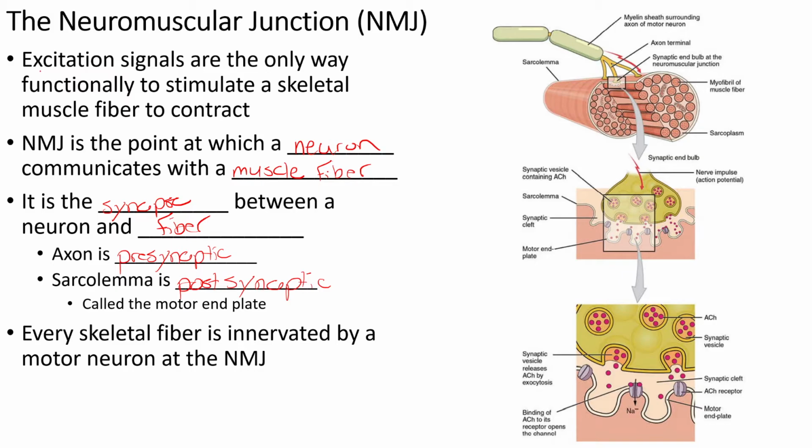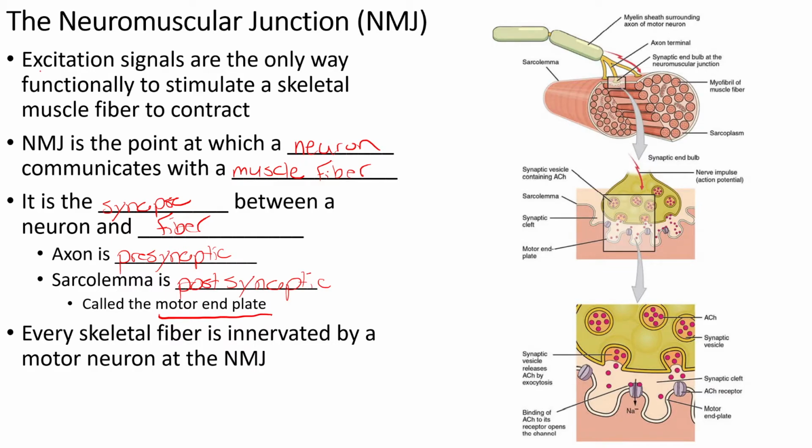Now, the sarcolemma of the muscle fiber is sometimes called the motor end plate. So if you see that, that's what they mean. They mean the muscle fiber after the synapse. Every single skeletal muscle fiber in your body is innervated by a neuron.